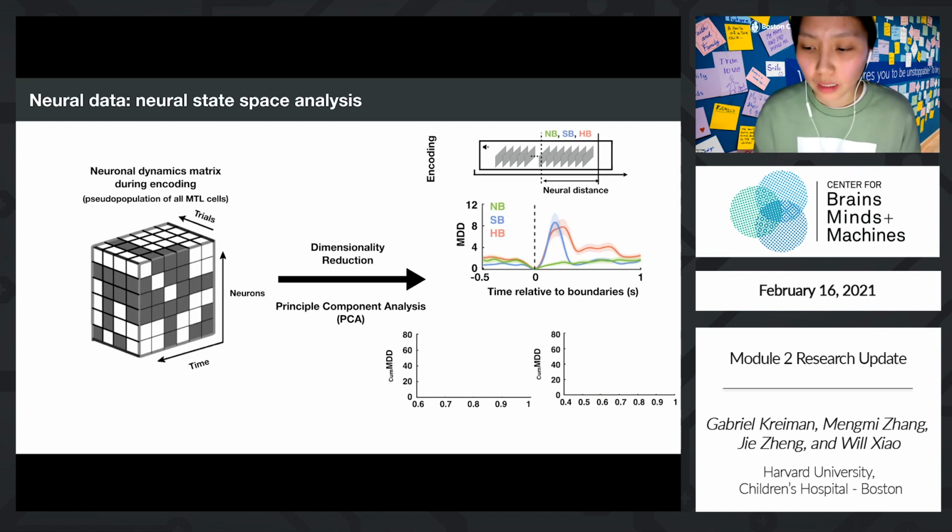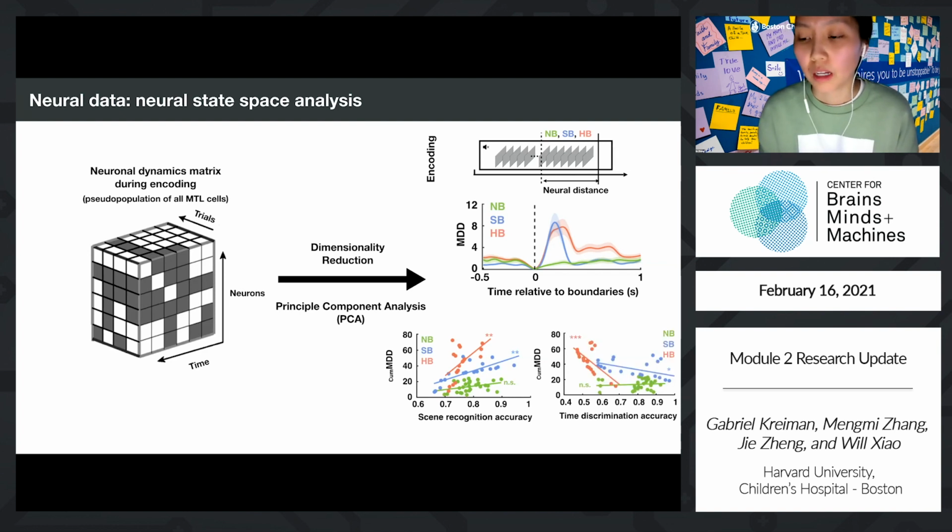So we plotted this, the accumulated multi-dimensional distance in the neural space and their correlations relative to the scene recognition accuracy and the time discrimination accuracy. Interestingly, we found a positive correlation between the neural state shift and the scene recognition accuracy, and a negative correlation with the time discrimination accuracy, which can potentially be a neural explanation for the memory trade-off effects we observed at the behavioral level.